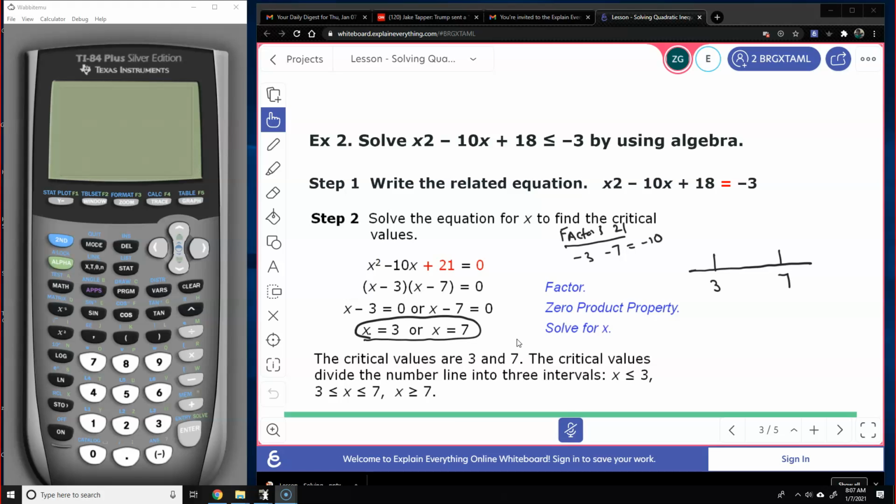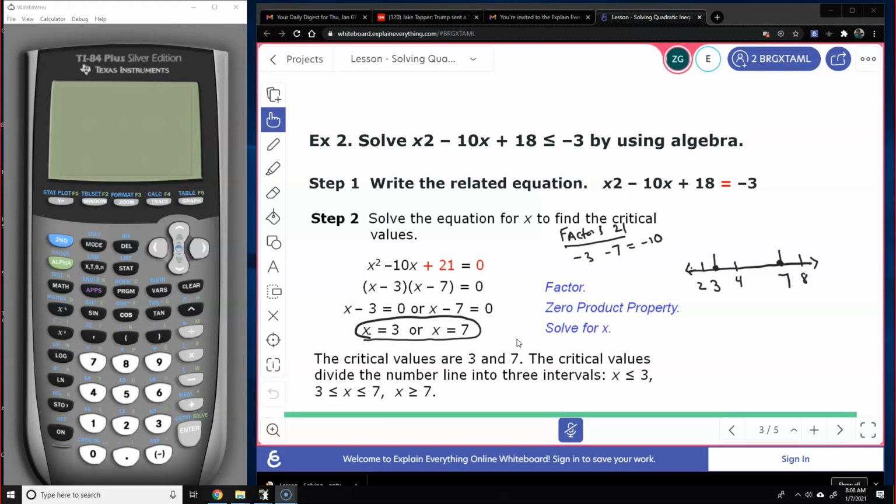We have 3. We know that 4 is here. 7. We know that 8 is here. And we know that 2 is here. So we're going to use the inequality to check the areas. In other words, we're going to check where is the solution, okay? Because there's more than one x value.